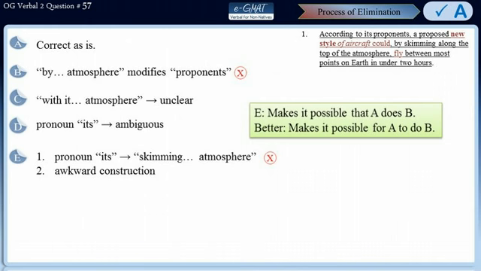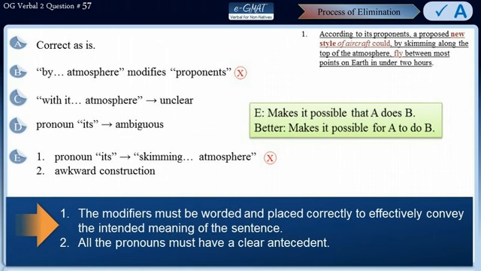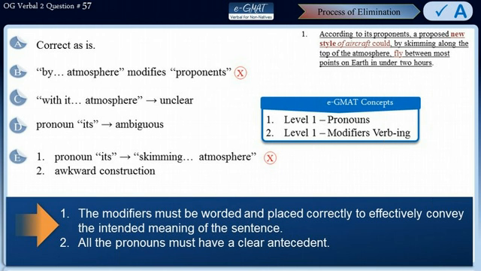This brings us to the takeaway messages of the sentence. The modifiers in the sentence must be worded as well as placed correctly to effectively communicate the intended meaning of the sentence. All the pronouns must have a clear antecedent. The concepts tested in this sentence have been covered in e-GMAT concepts level 1 pronouns and level 1 modifiers verb-ing.